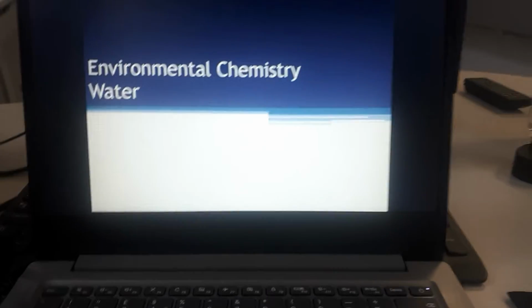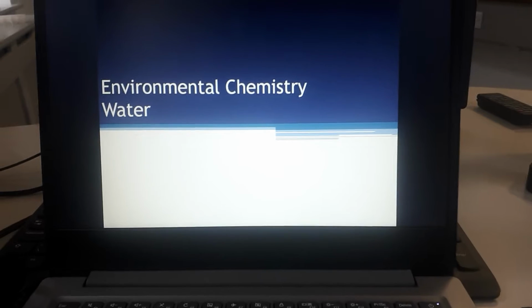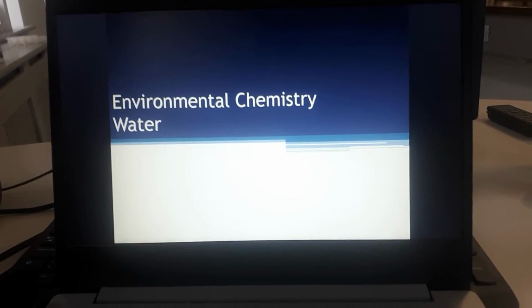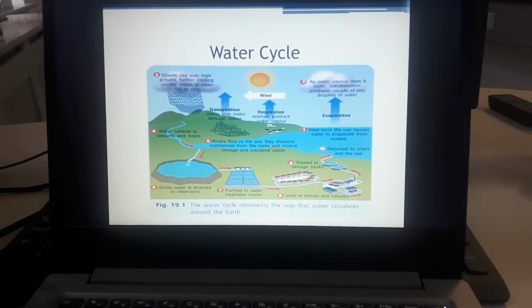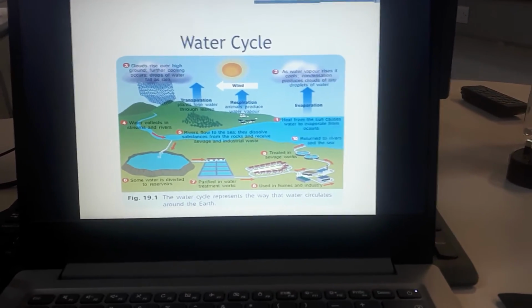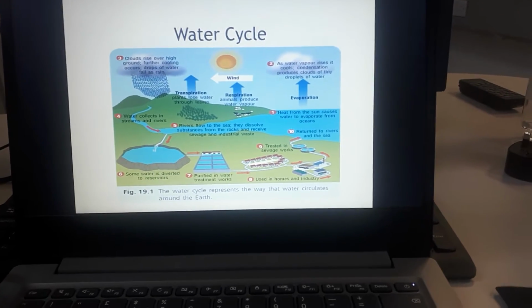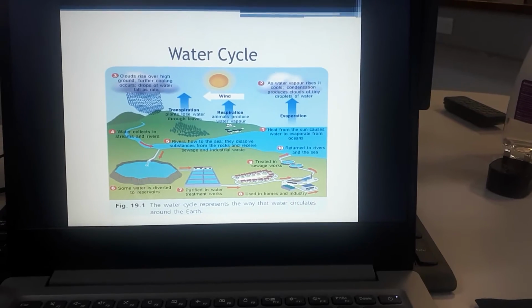Okay, so today we're going to start with chapter 19, environmental chemistry, water. So we're just going to begin here with the water cycle. You don't really need to know this for Leaving Cert, you wouldn't be asked it, but all of nature, it's very important that we can recycle all our nutrients.